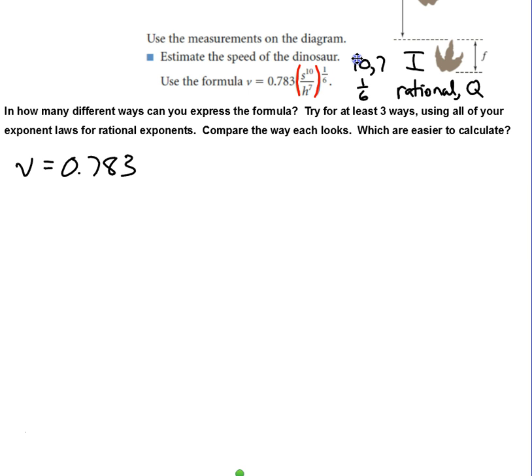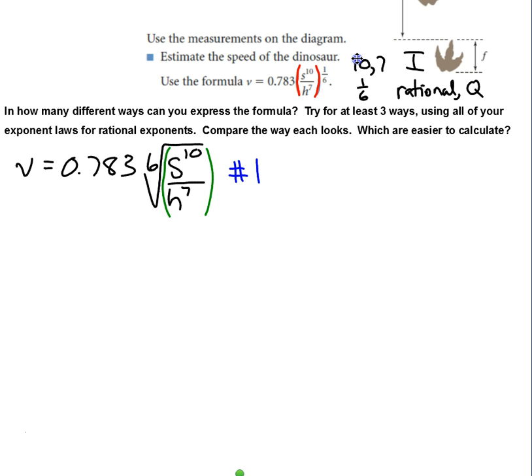So there's 2 things we could do here. Right off, we could take the 1/6 power and apply that as the 6th root. That would maybe be the most obvious change to make. If we were to do that, then we could leave it at that and say, okay, I'm going to have to calculate the value of that, and then I'm going to have to take the 6th root, and then I'm going to multiply by 0.783. So that's sort of attempt number 1.